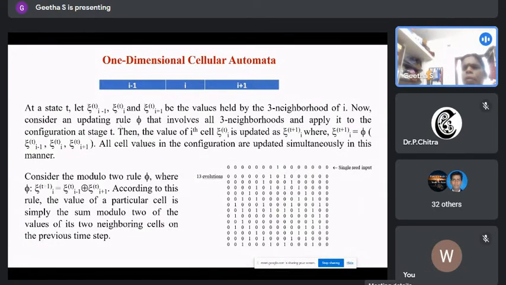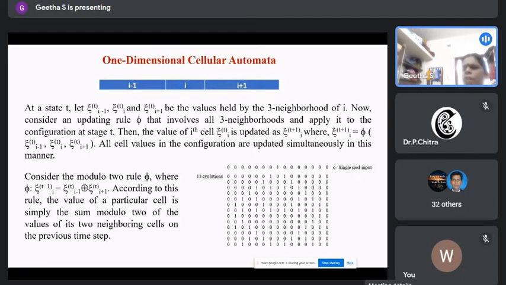So this is the updating rule. If you want to change a particular bit value, you have to use i−1 and, at the same time, i+1. So apply it to the configuration at stage t. At the same time, you have to execute it on the three values.